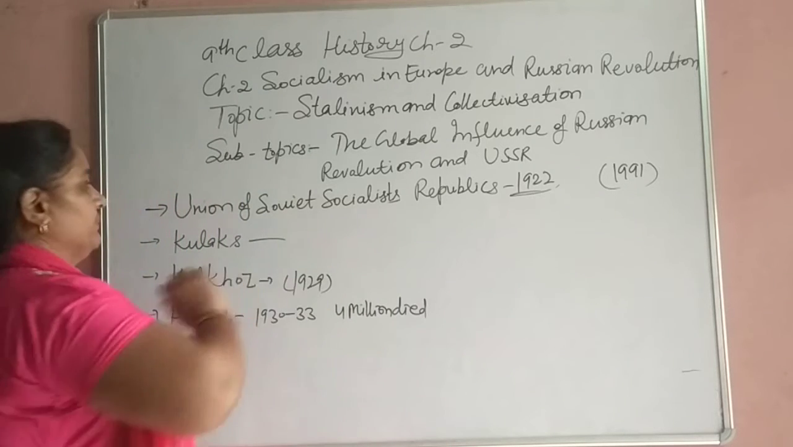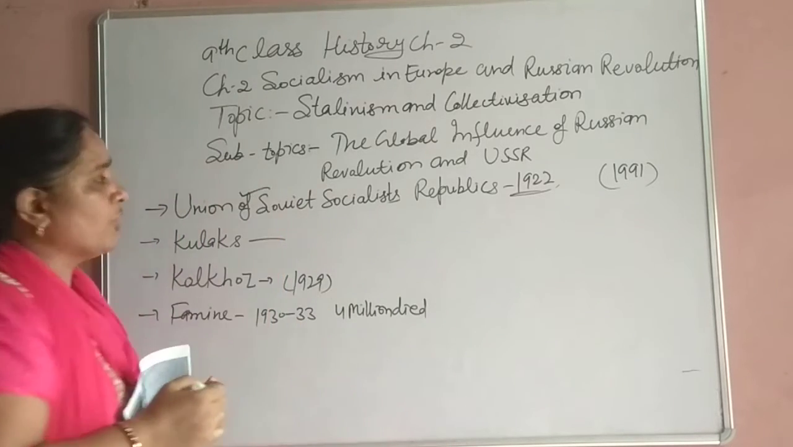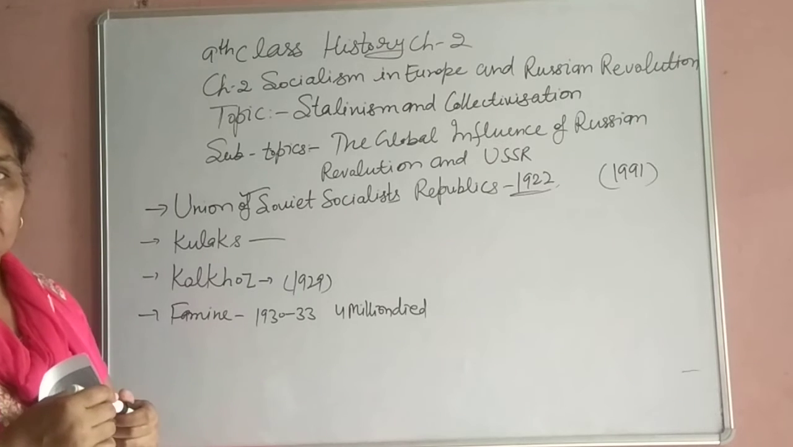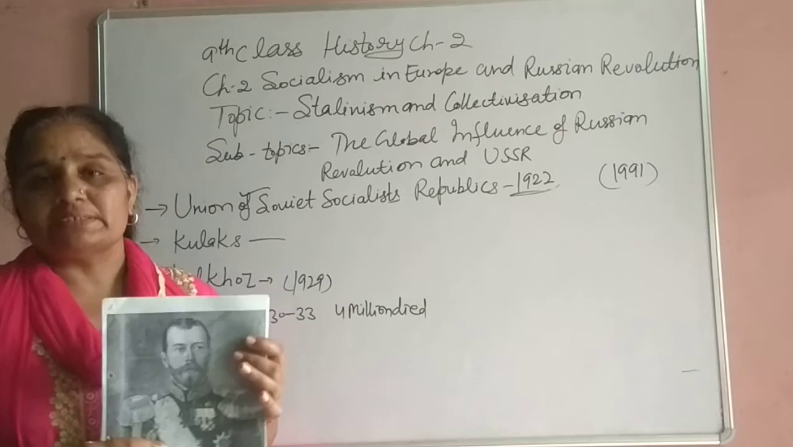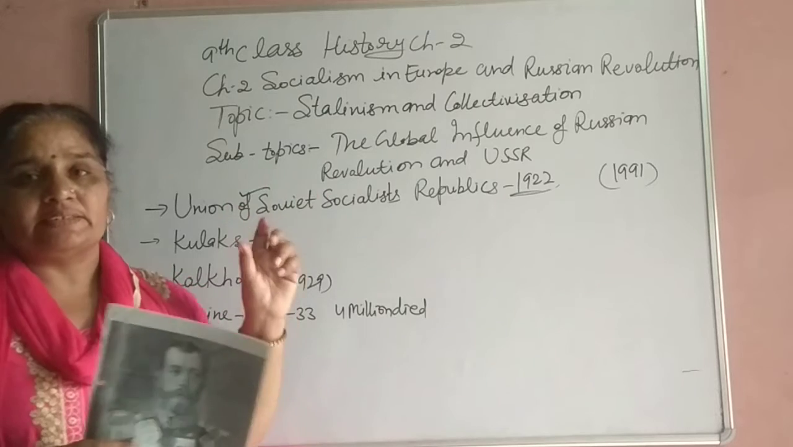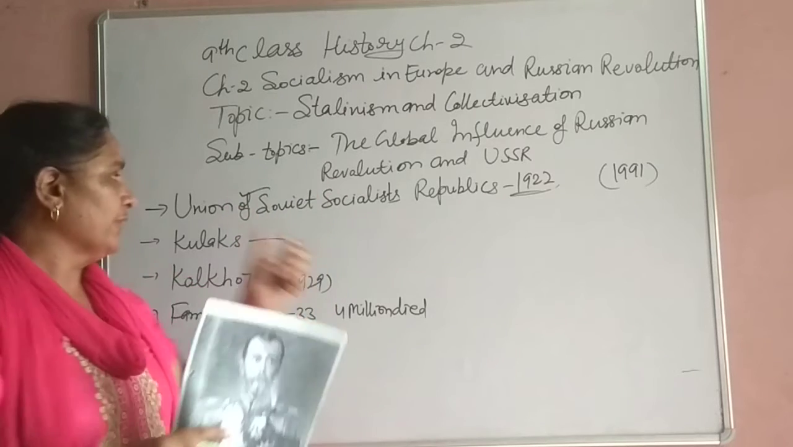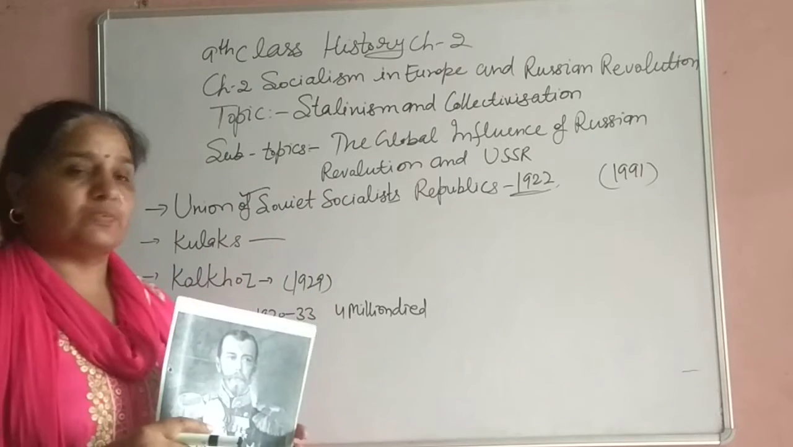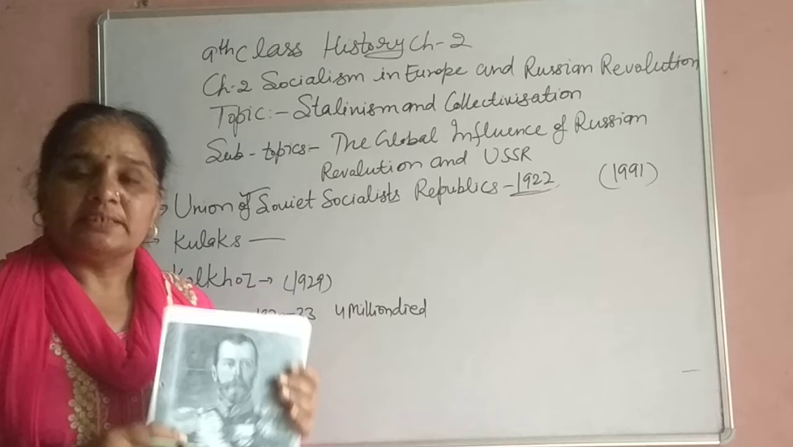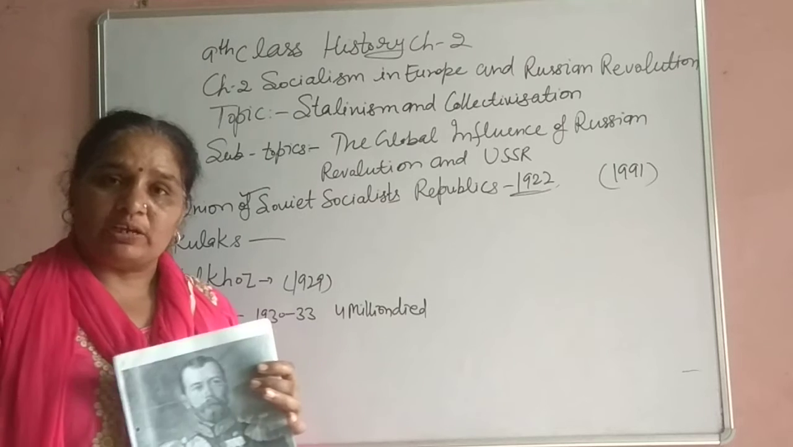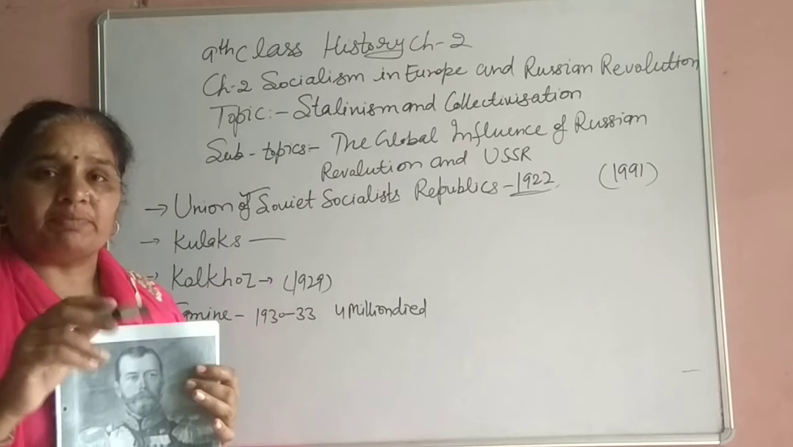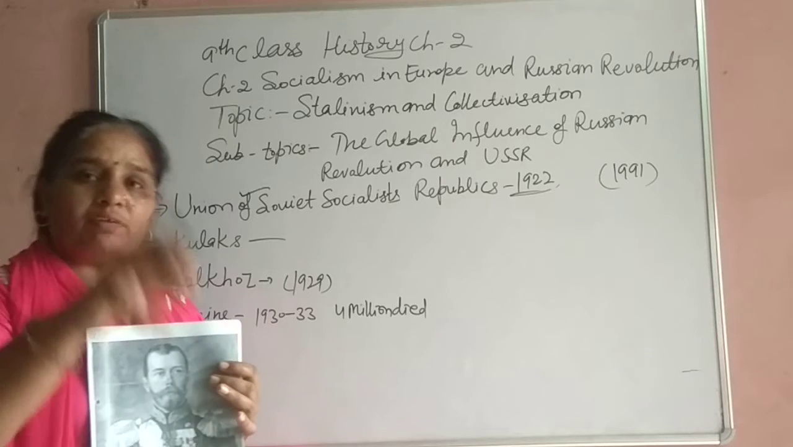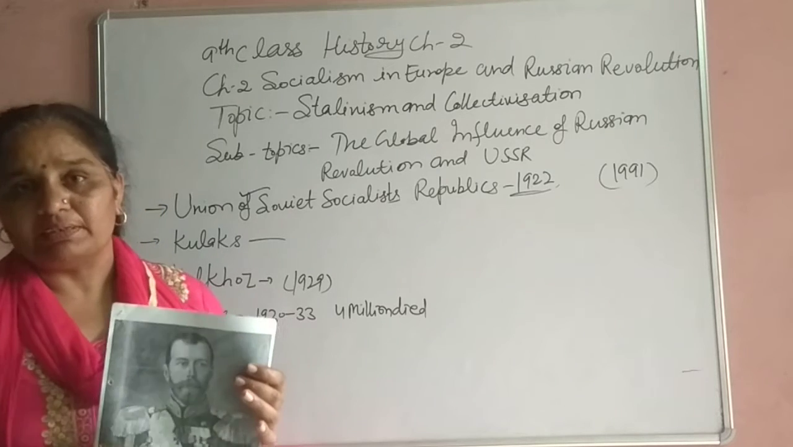The USSR was formed, the Union of Soviet Socialist Republics. At that time, so many small countries were under the control of Russia. So those countries were collectively known as the Union of Soviet Socialist Republics. It means the monarchy system was abolished and socialism was established in Russia. Now the government was a republic, meaning the head of the state is elected by the people.